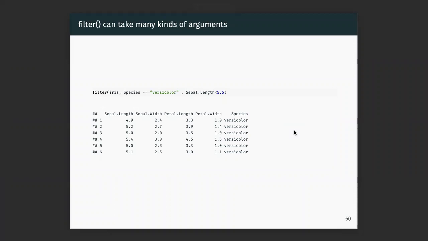We could give it 2 arguments at once. We could say filter iris, where the species is versicolor, and the sepal length is less than 5.5. So it'll return only those versicolors where the sepal length is small. 6 observations. This effectively says species is versicolor and sepal length is less than 5.5. If we wanted to get fancy, instead of the comma, we could use the ampersand, or the and symbol. That would do the same thing.